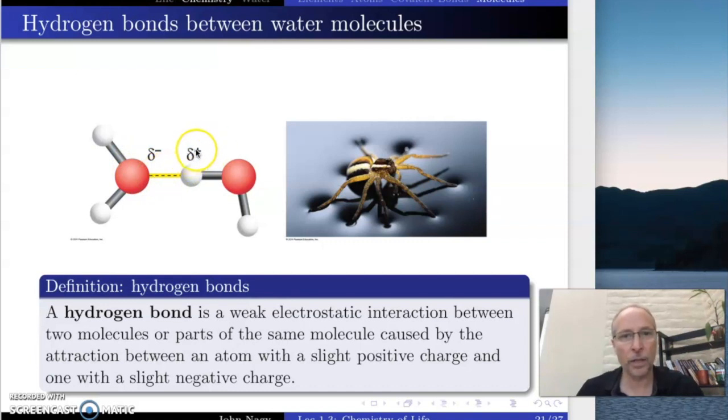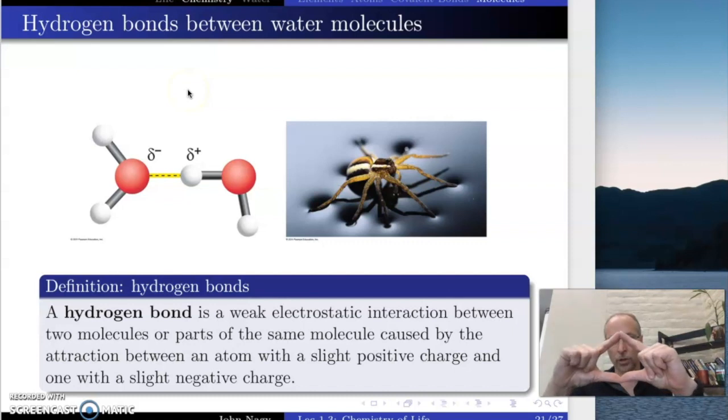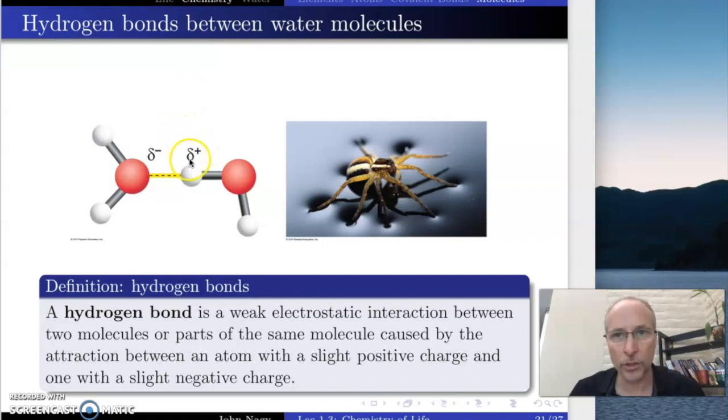This symbol right here is a lowercase Greek letter delta. Now, if you remember from your chemistry class, the delta, the triangle, represents change in, or something along those lines. This represents small change, which means this is a slight negative charge. It's not a full -1 or +1. It's just a slight difference in charge, but it's enough to form this electrostatic interaction, and you get a bond here, which is called a hydrogen bond.